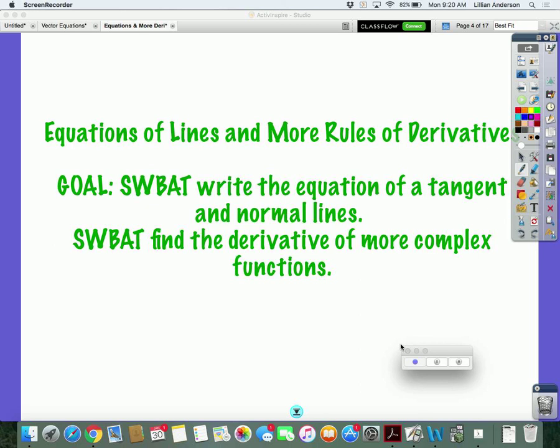All right, so we are writing equations of lines now, not just finding the gradients of these tangent lines, but actually writing the equations of these lines, and we're going to be doing some more rules of derivatives. So, we're going to be able to write equations of tangent and normal lines, so we'll talk about what a normal line is, and we're going to find the derivative of more complex functions, okay?